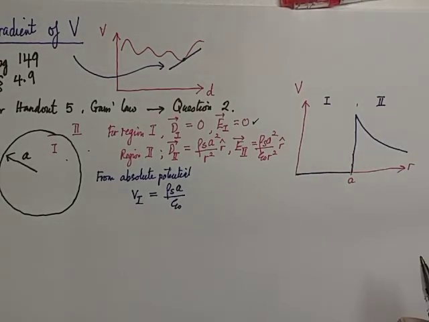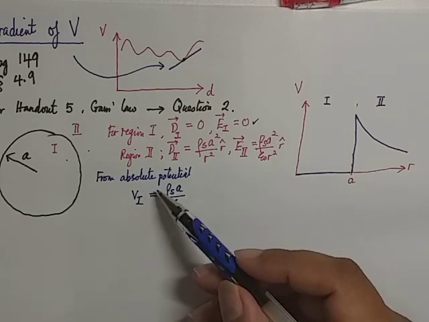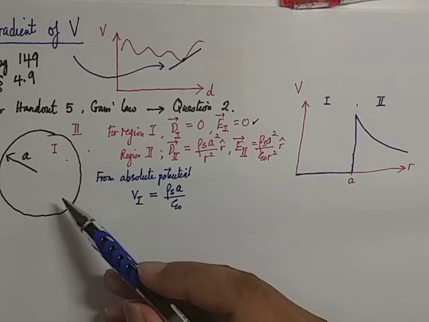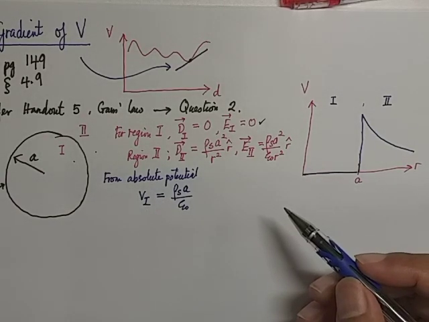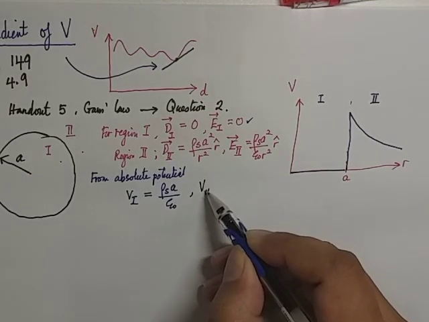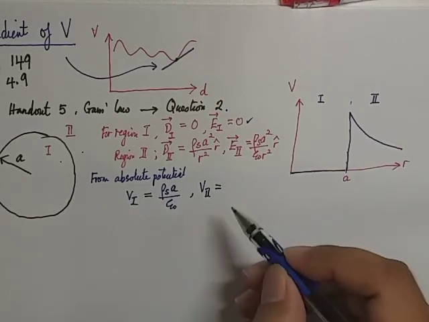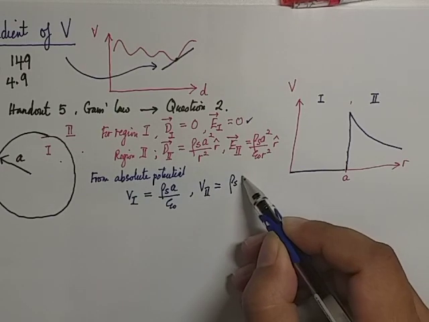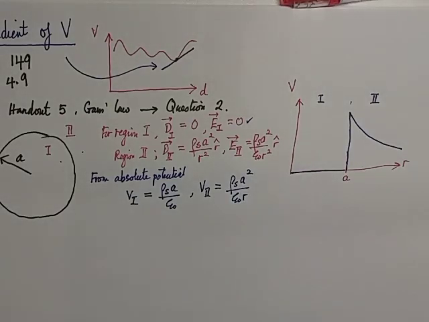If you're not sure, please refer back to our notes or our videos on finding the absolute potential for this structure. So we found two results, V1 and also V2. What should be the solution for V2? Can anyone remember? The V2 that we obtained is rho s A squared over epsilon naught R. That should be what we obtain.